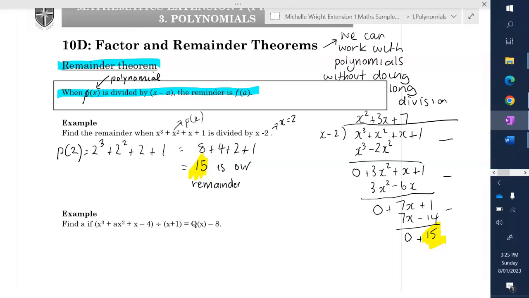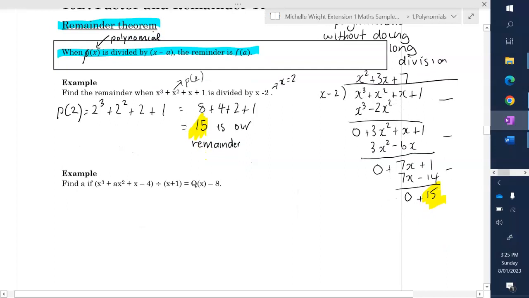I could have many steps here where I could make a lot of errors. And over here, straight through into our calculator, I could have popped that in, or doing it in my head, less room for mistakes. So let's look at the remainder theorem again. When a polynomial is divided by some other function, the remainder is f of, in this case, a. Let's have a look at the second one.